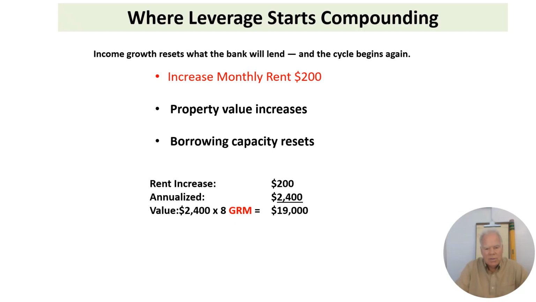This is where leverage starts to compound. A $200 monthly building rent increase doesn't just improve cash flow, it resets value in what the bank will lend. And once income rises, borrowing capacity refreshes, and the cycle can begin again.